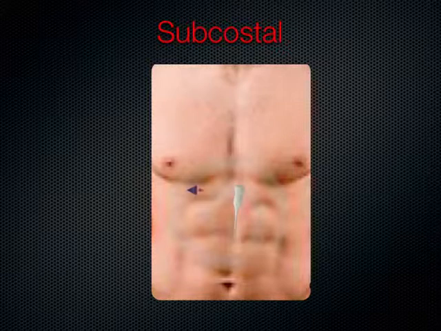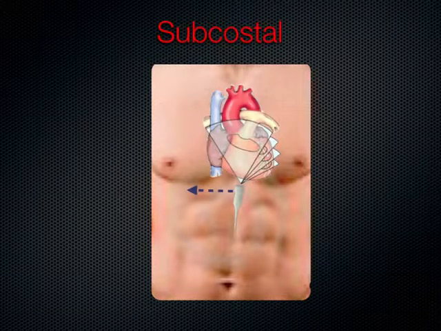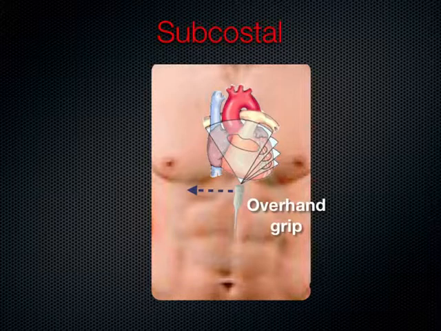When we look at the subcostal view of the heart, we know we've got the indicator aimed at the patient's right, and we're using the liver as a window to look up and see the four-chambered view of the heart. And it's helpful to put your hand over the transducer in an overhand grip pattern, allowing the cable to exit the bottom of your hand.